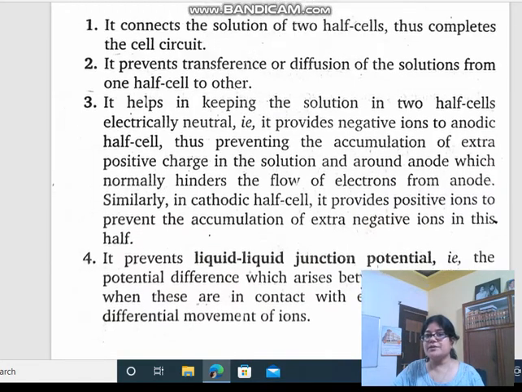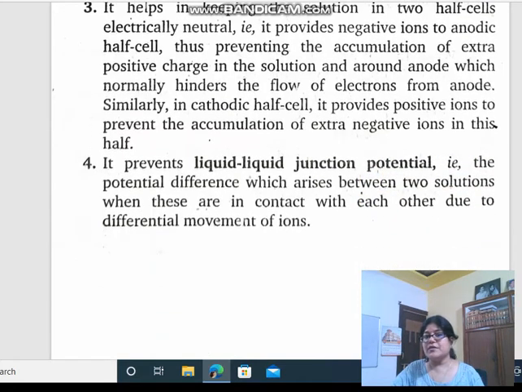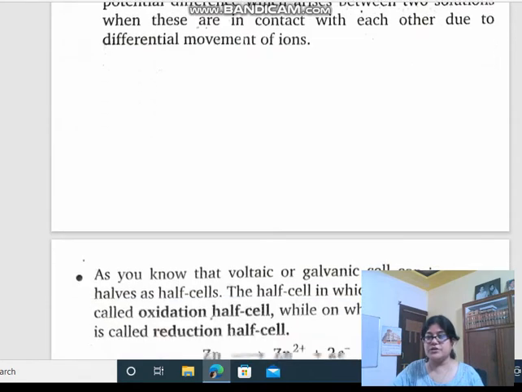Now, there's a significance of the salt bridge. Why do we use the salt bridge? We can check some of the reasons. Salt bridge connects the solution of the two half cells. Moreover, salt bridge prevents the diffusion of the solutions from one half cell to another. Moreover, it helps in keeping the solution electrically neutral. Moreover, it prevents liquid-liquid junction potential, that is the potential difference which arises between the two solutions which are in contact. So it doesn't allow that potential to develop.